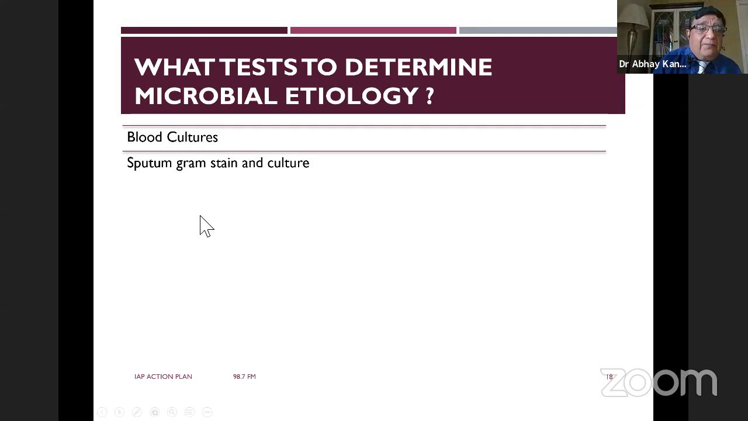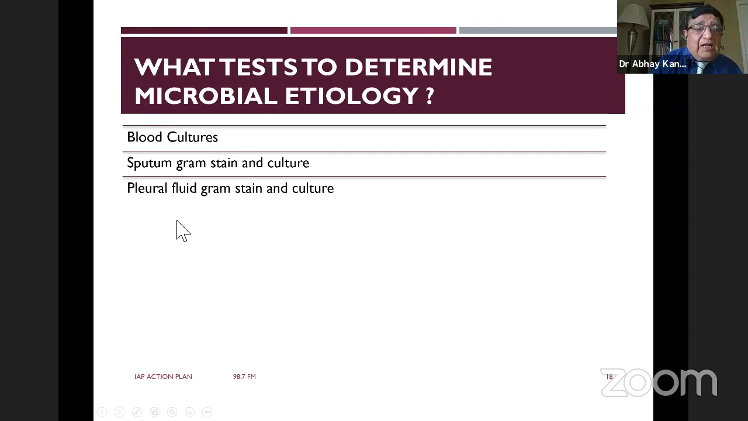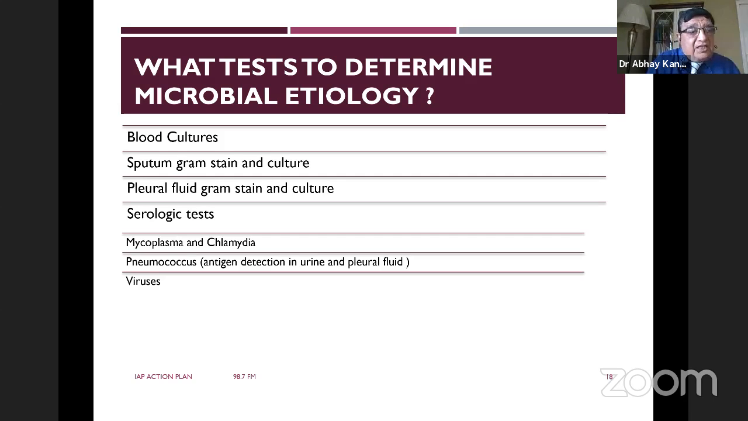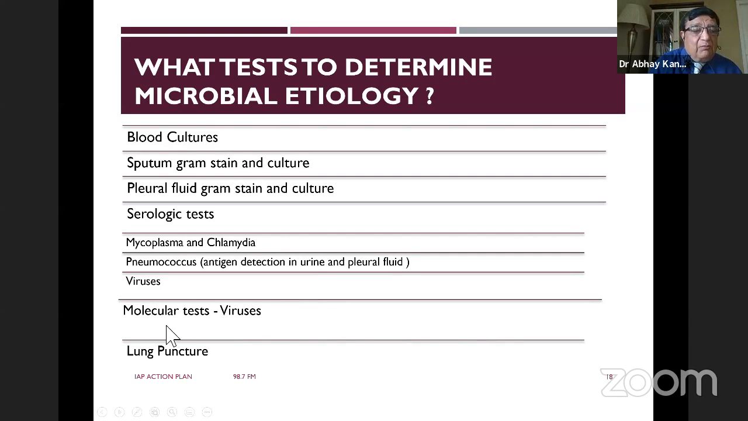Among them is a blood culture. Second is sputum gram stain and culture. If pleural empyema or fluid collection is there, you have to examine the pleural fluid for gram stain and culture. Serological tests are especially useful for Mycoplasma and Chlamydia. Now we have the antigen agglutination test available for pneumococcus, which can be done both in the urine as well as in the pleural fluid. For the viruses, we have the molecular test. Now we have the BioFire respiratory panel also available. Lung puncture is invasive and usually not asked for.